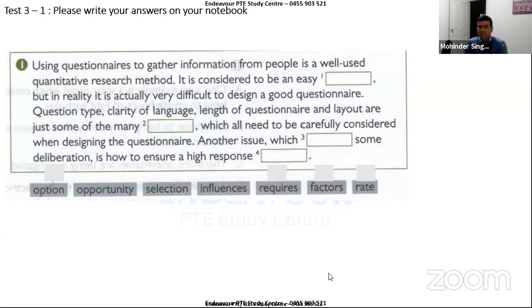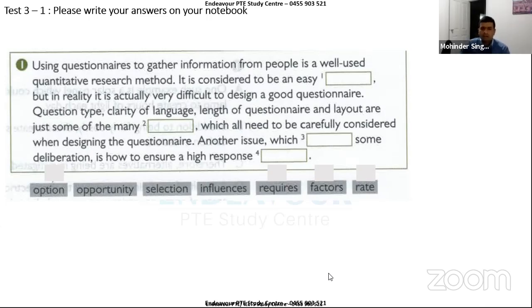Should we discuss? Azmaira, I'll start with you. What did you put in the first one? First one is option. Yep. So yeah, an easy option. Yep, easy one there. What did you put in second one? Many factors. Factors. Yep. Third one is which requires. So that was requires.